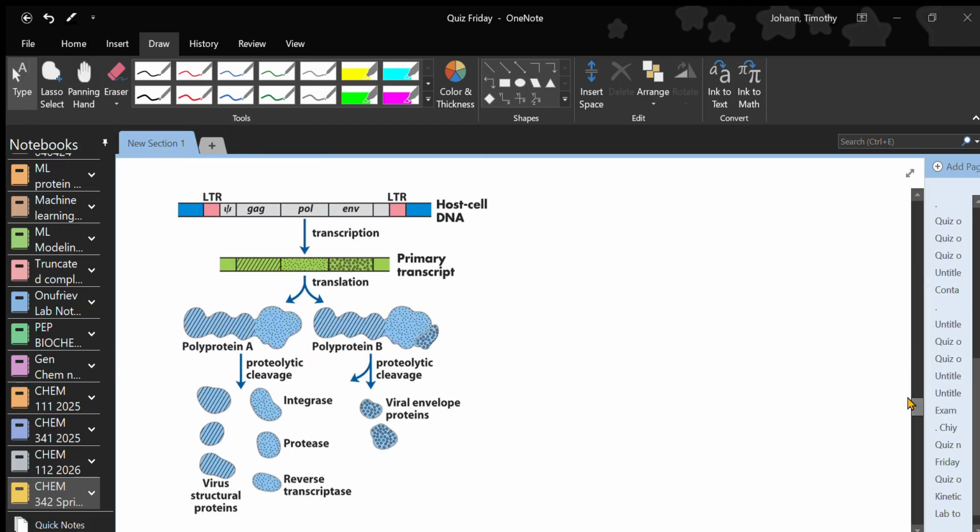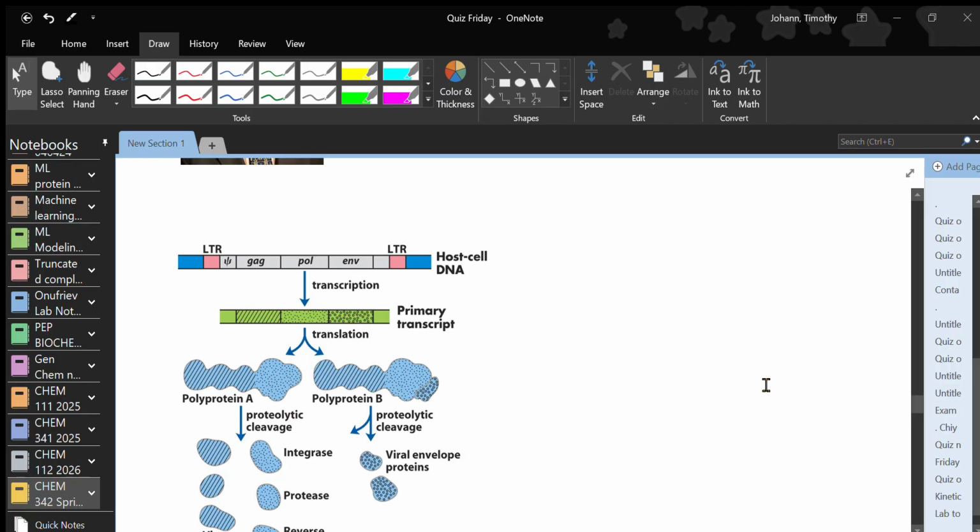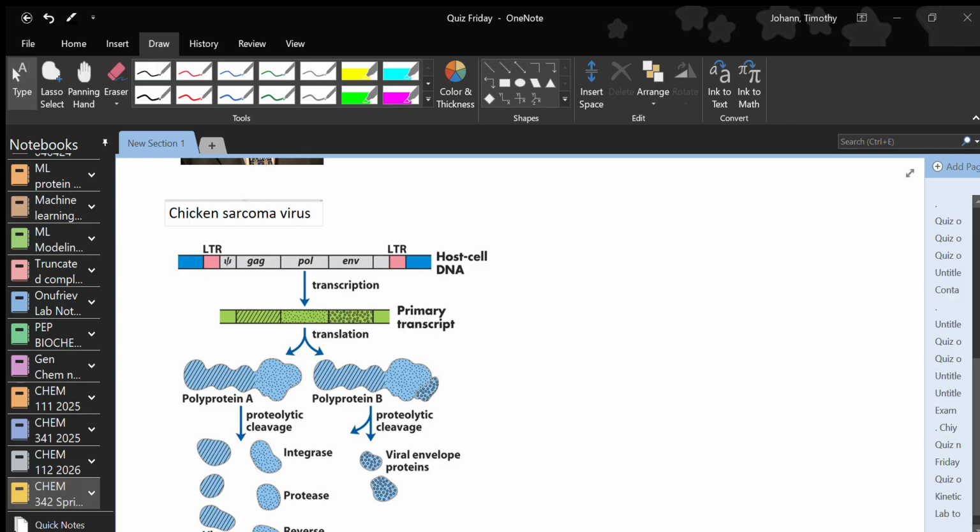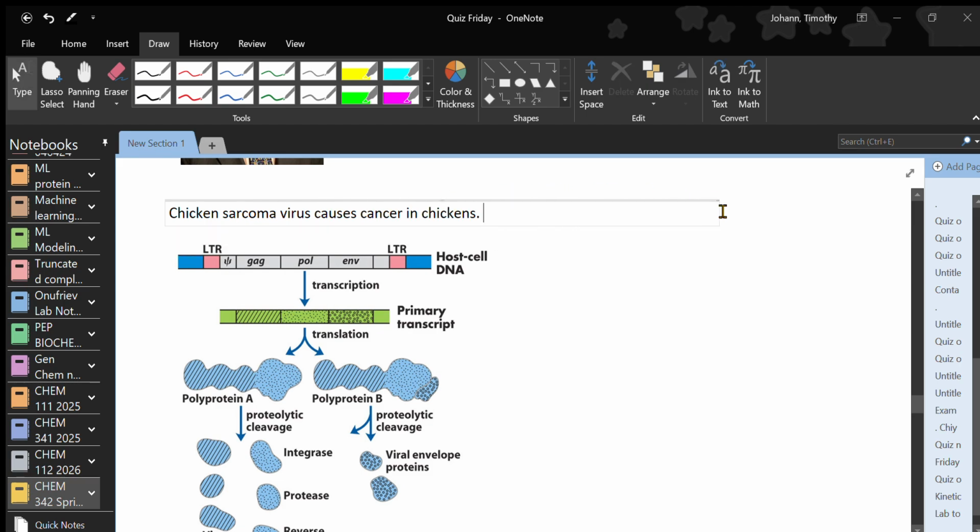What he showed, and I've got your same picture over here, was originally shown in chicken. There's chicken sarcoma virus, and this causes cancer in chickens. The way that occurs is it integrates its genome in front of a gene. The gene is actually an SRC gene here.